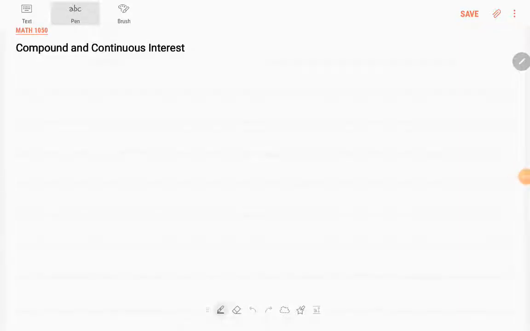In this part, we will still continue to learn the compound and continuous interest. We have the formula for the compound interest and the continuous interest from when we studied exponential functions, right? So now we will continue this topic. Here I just give you a quick review for the compound interest and continuous interest.